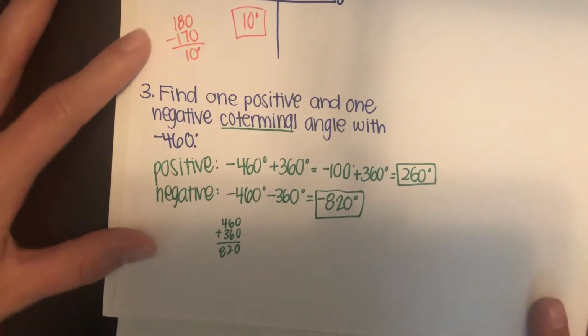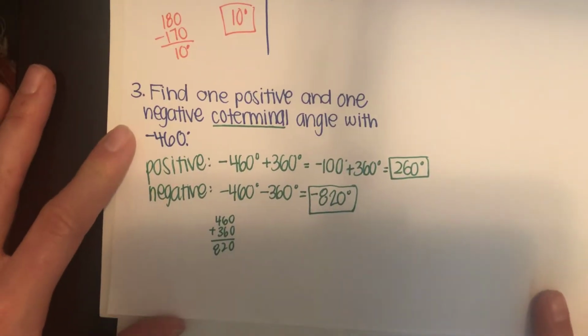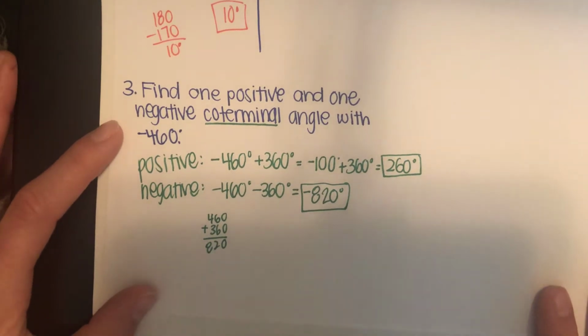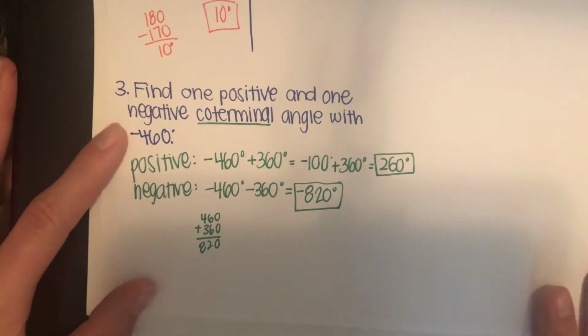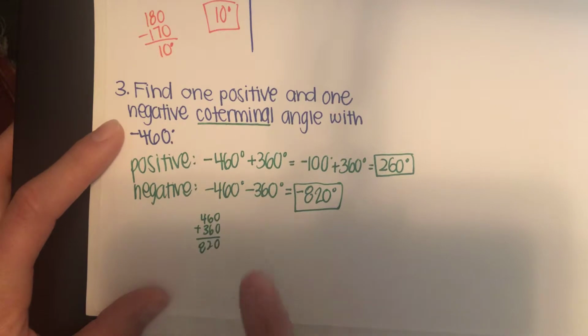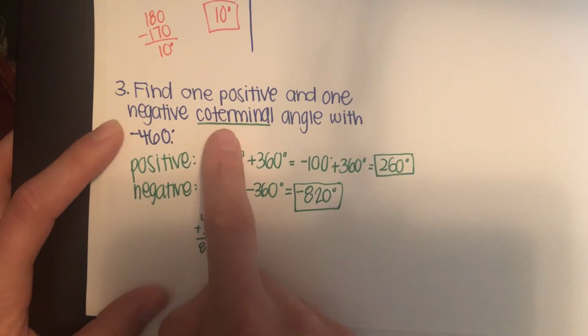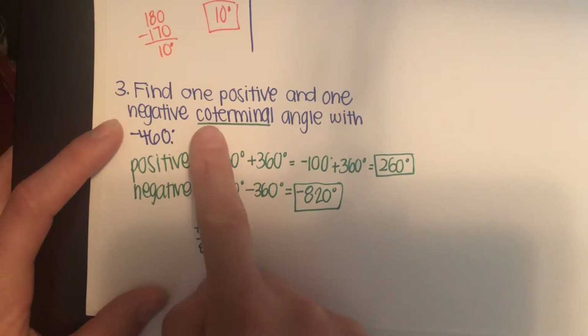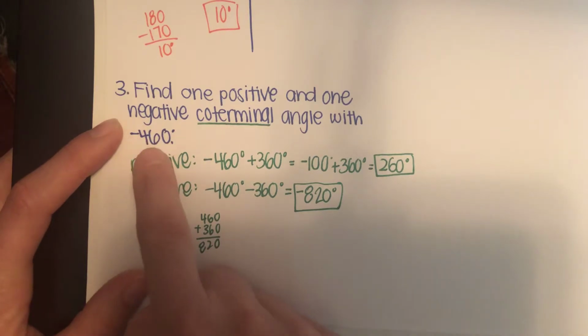For number 3, we're going to find one positive and one negative coterminal angle with negative 460 degrees. We want to remember coterminal means that they lie on the same spot on the unit circle. So you're going to be adding and subtracting one full circle, which is 360 degrees.